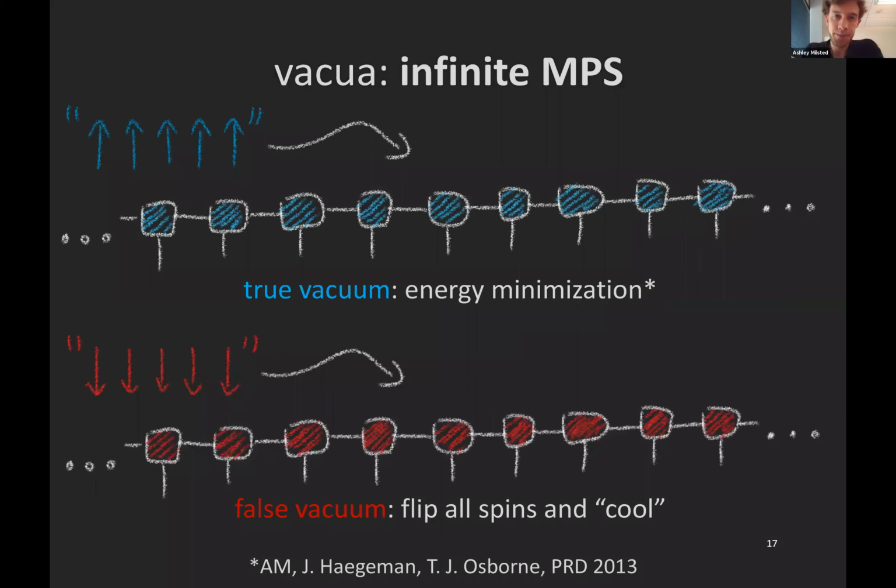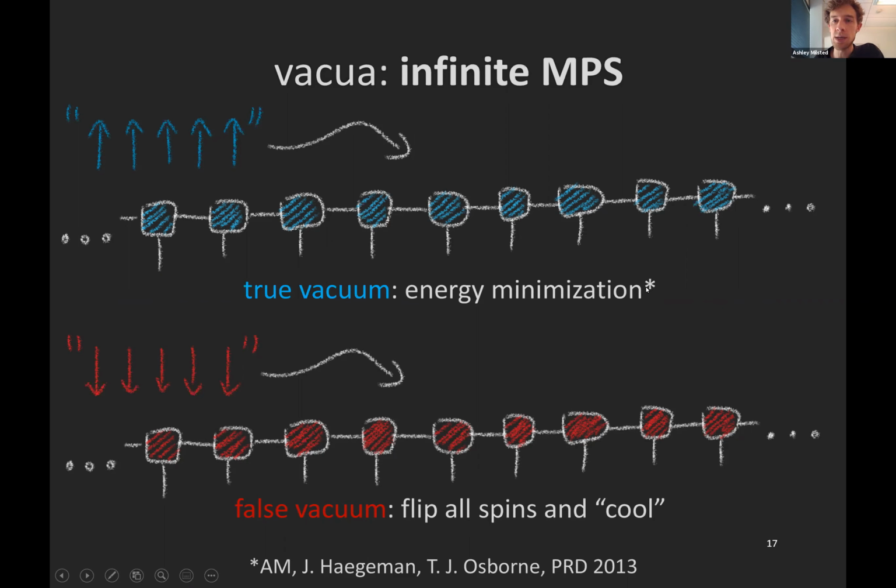Okay, so for the vacua, we're going to use infinite matrix product states. So we go from this all spin up state of the non-interacting spin chain to a dressed state represented by a matrix product state. And the bonds here allow correlations between lattice sites, which are necessary to represent the ground state of the interacting chain. So we find these tensors that make up the matrix product state by energy minimization.